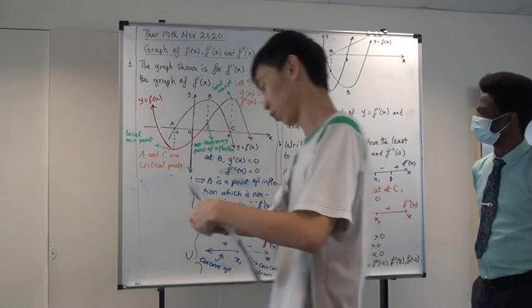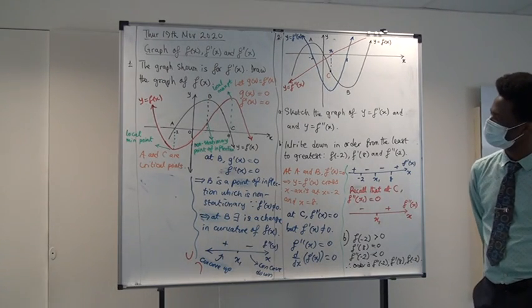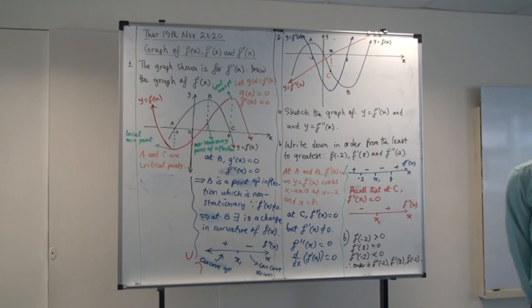Oh, yes, sir? So basically, if that's f prime of x, I think I get what it means. If it touches here, it's not going to touch here or here.